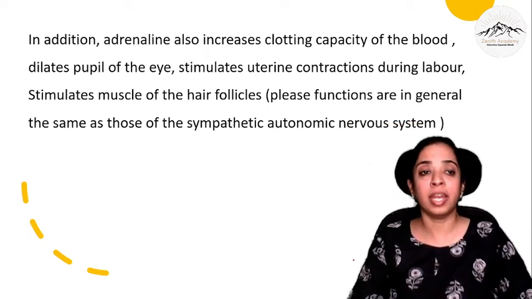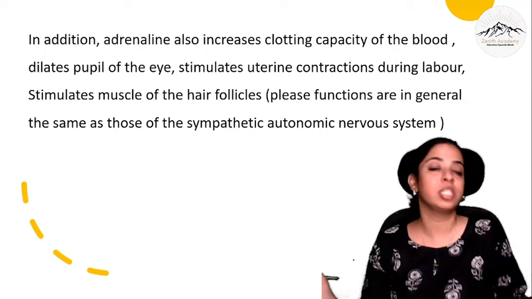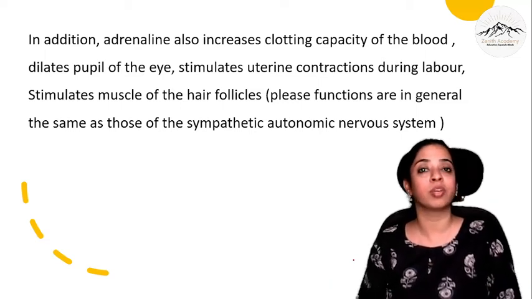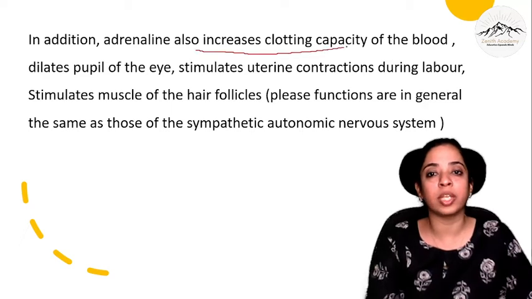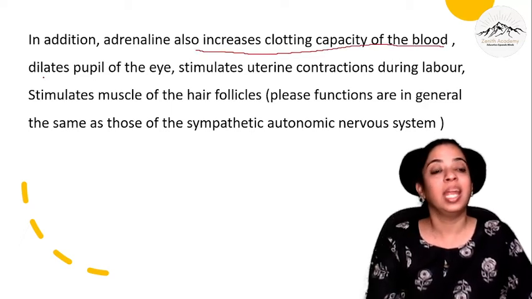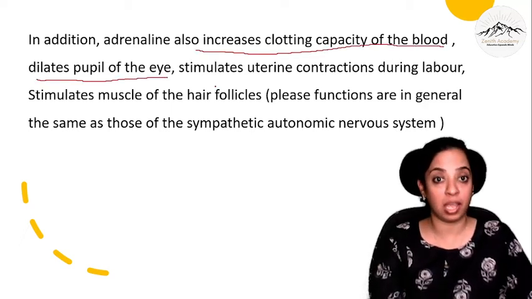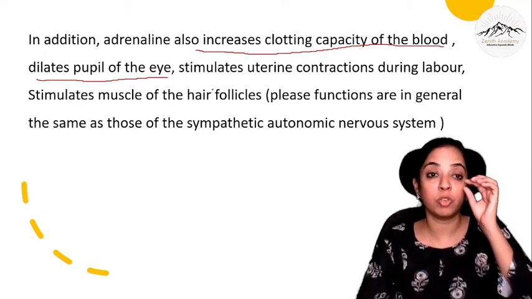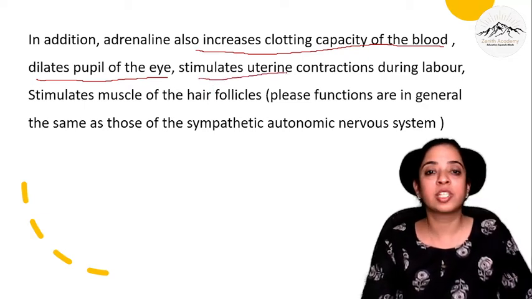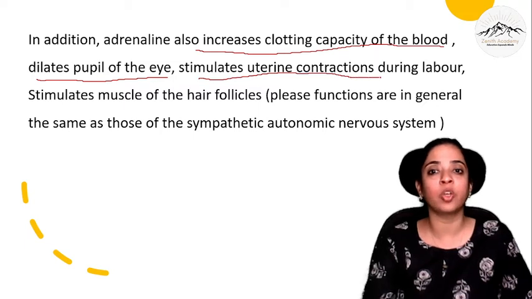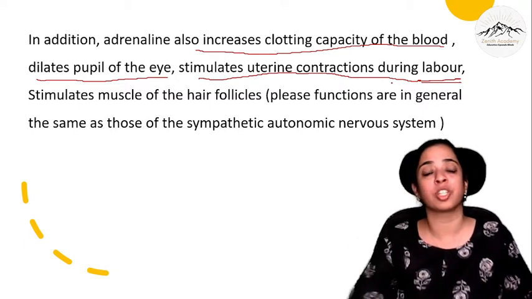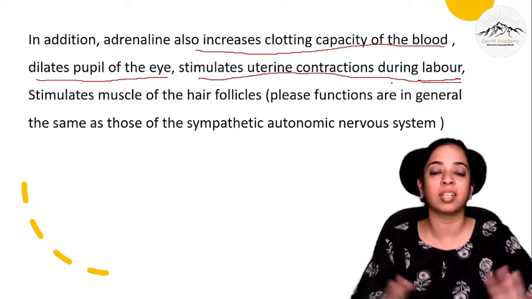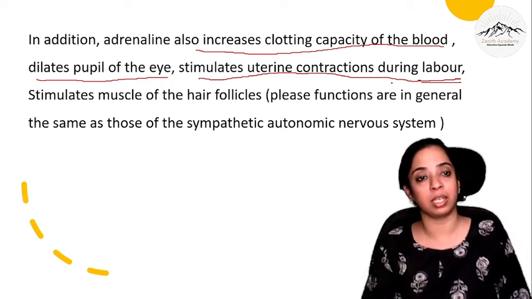Now in addition to all these functions that we read just now in fight or flight, adrenaline also increases the clotting capacity of the blood. It dilates the pupil of the eye. Okay, eye की जो pupil है उसको dilate कर देता है. It stimulates uterine contractions during labor. So during childbirth, what does it do? It stimulates the uterine contraction. अपना जो uterus होता है उसको contract करने के लिए stimulate करता है.